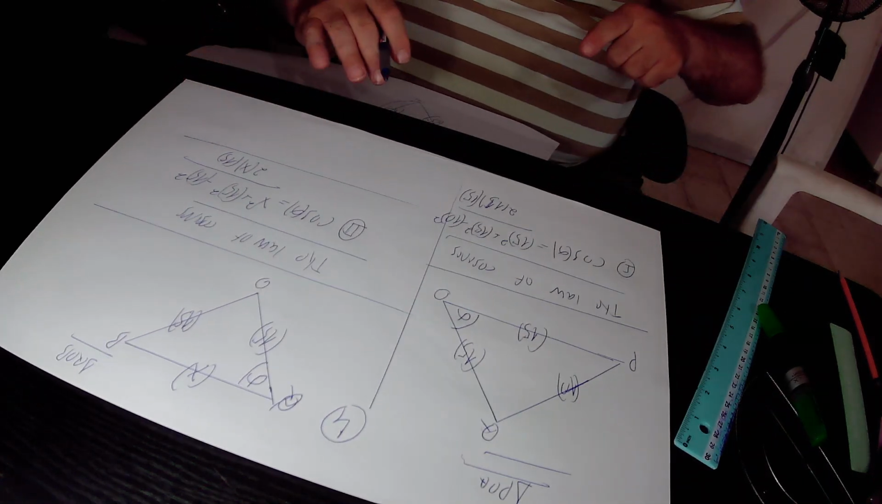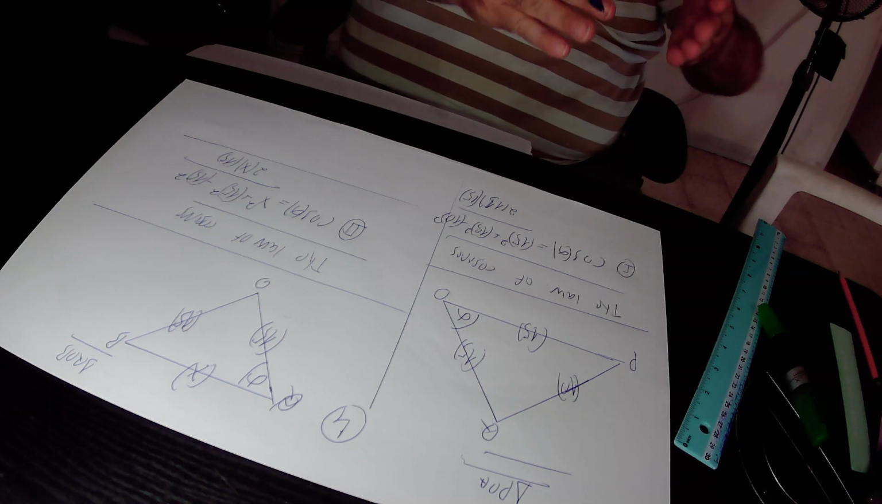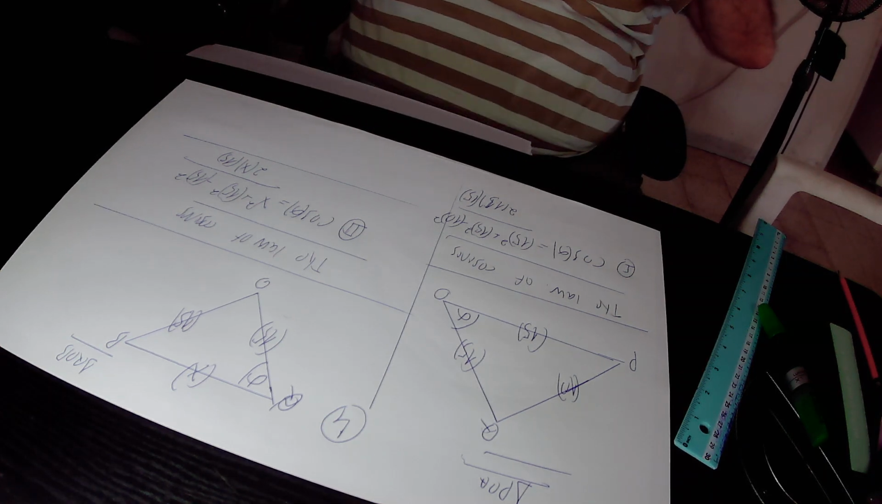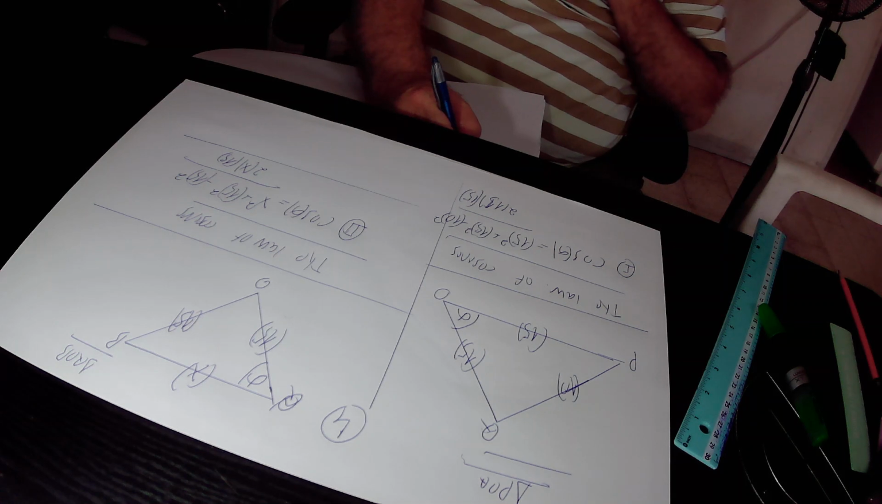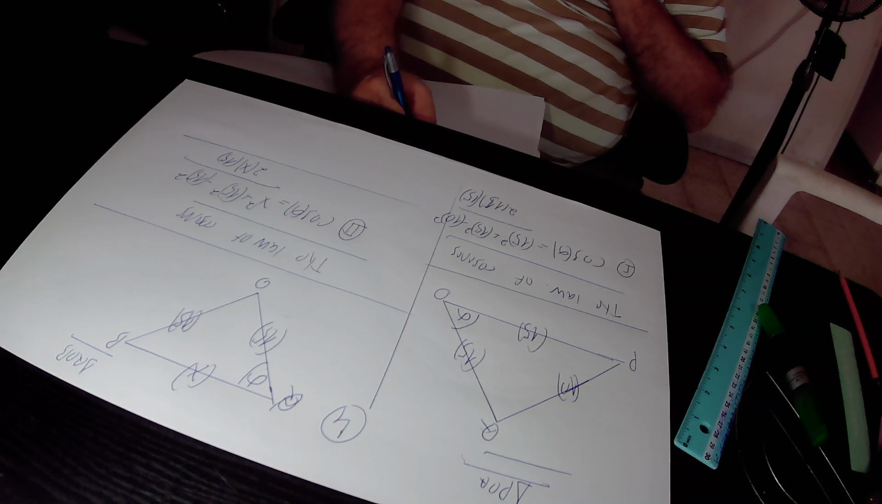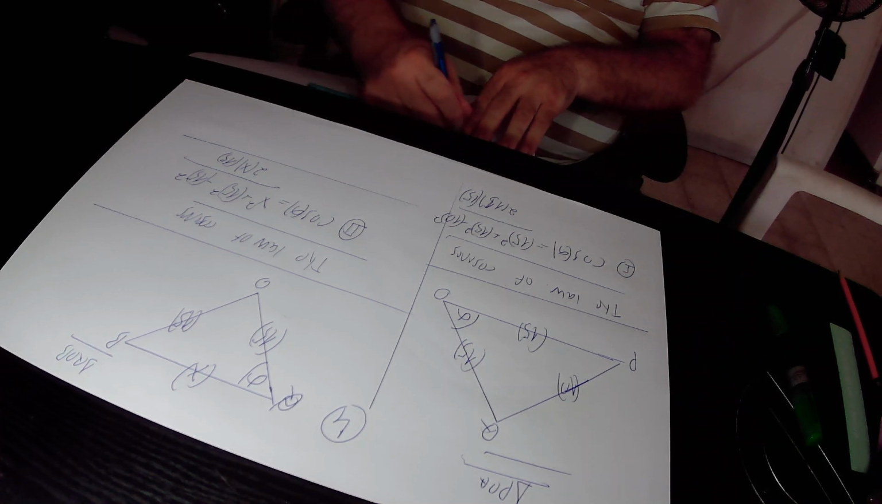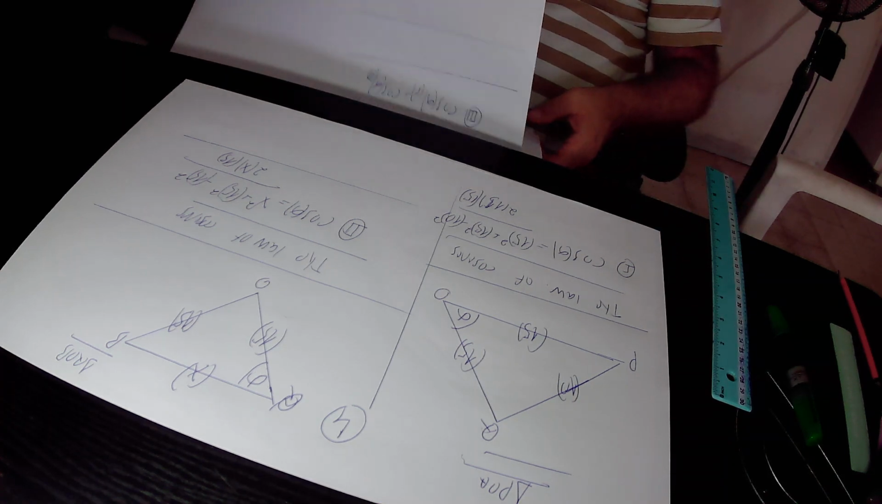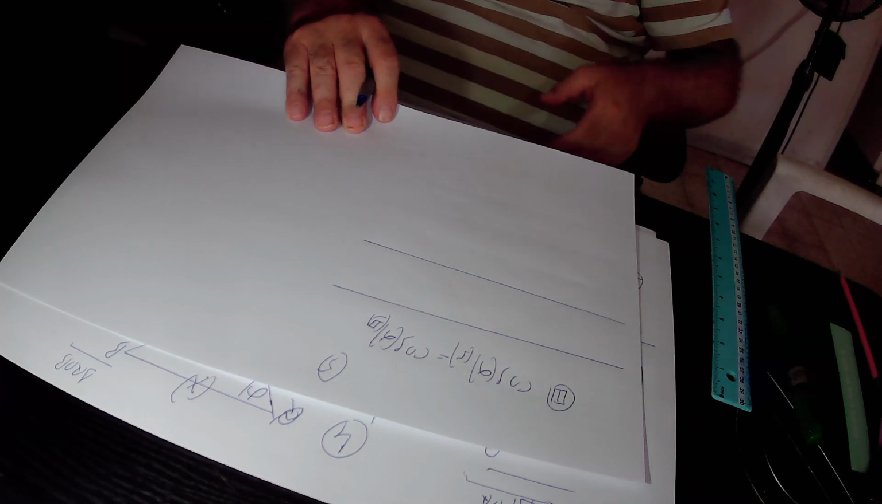So we have two different equations for cosine alpha. Therefore, we create equation 3, which says that cosine alpha according to equation 1 must be equal to cosine alpha according to equation 2.